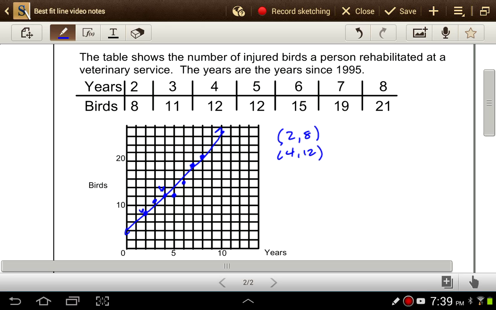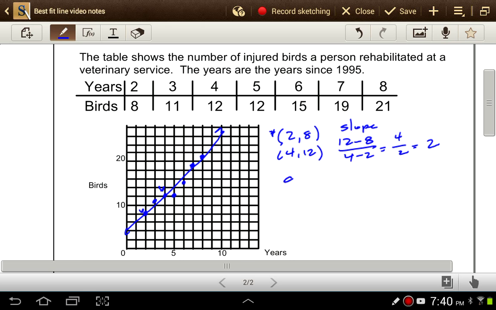Alright, so first, just like we write equations, find the slope. So I want to find that slope first. 12 minus 8 over 4 minus 2. That's going to give me 4 over 2, which equals 2. Okay. Now I find my y-intercept. So I plug one of these points. I'm going to use 2, 8, in my equation.